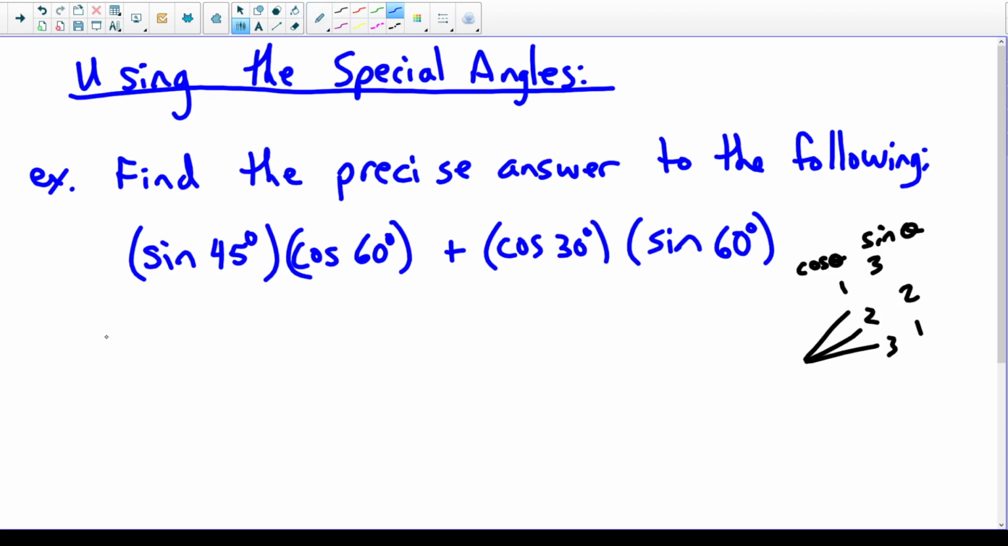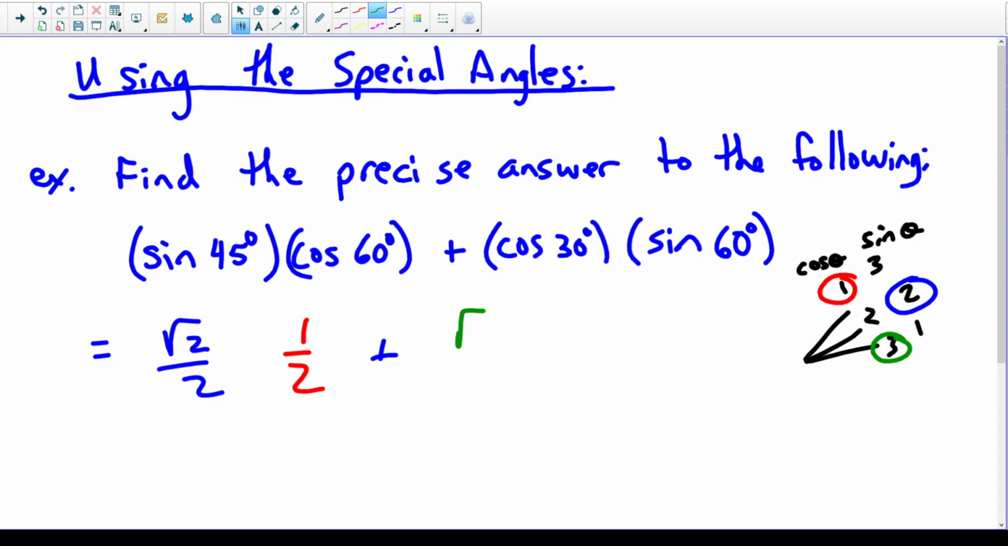So what is sine 45? Well, sine 45 is this value right here. So that would be root 2 over 2. Okay. What would cos 60 be? Well, cos 60 is this one right here. So that's 1/2. What's cos 30? Well, cos 30 is this one right here. So that's root 3 over 2. Whoa, that 3 looks terrible. And what is sine 60? Well, sine 60 is the one right here. So that is also root 3 over 2.